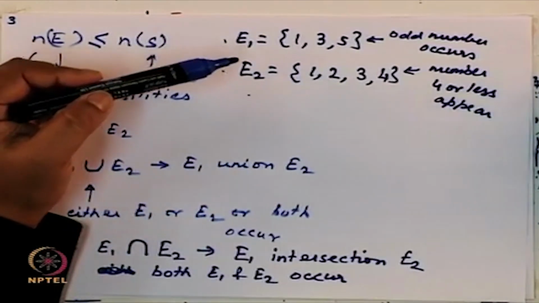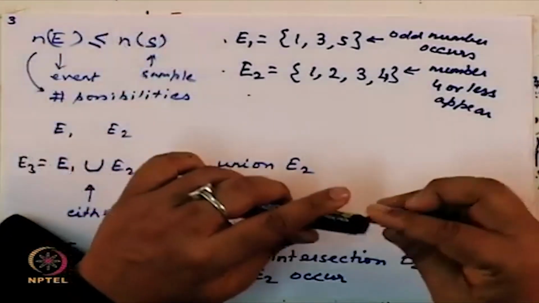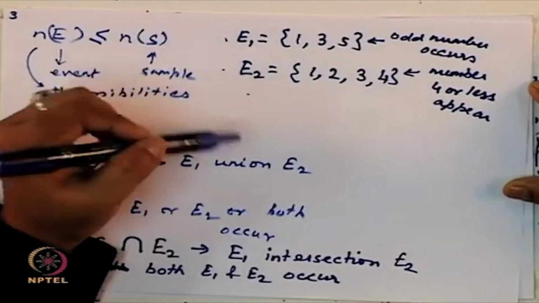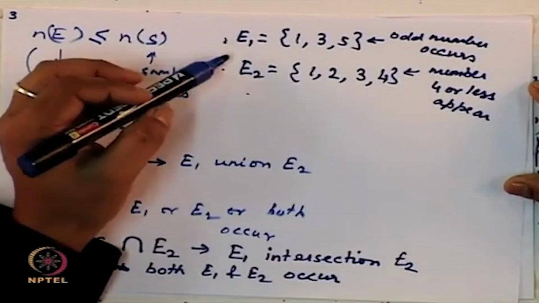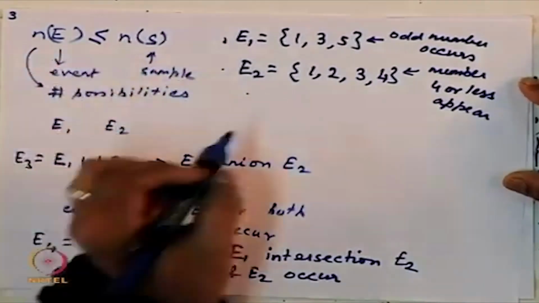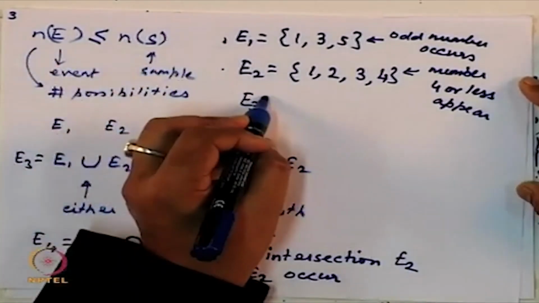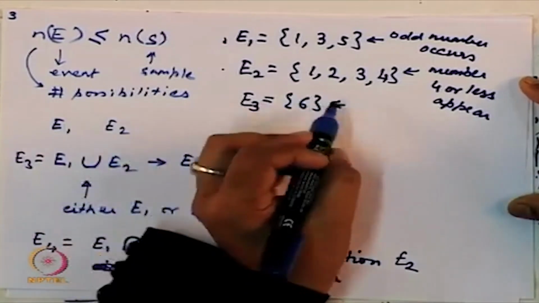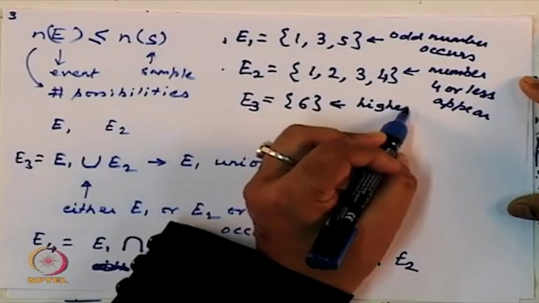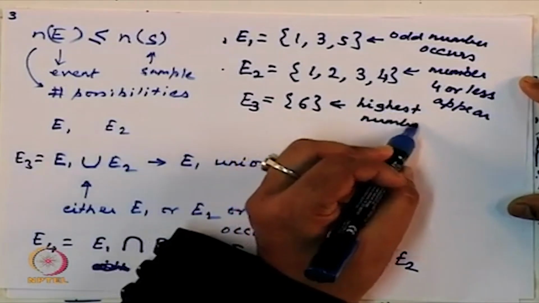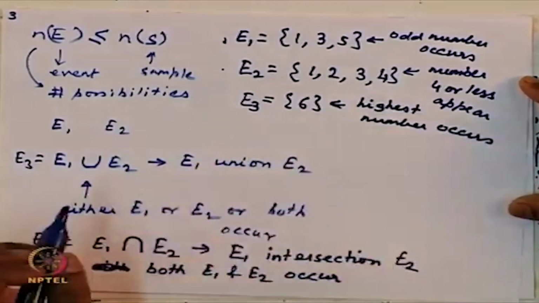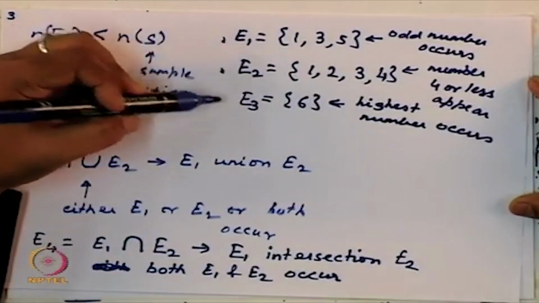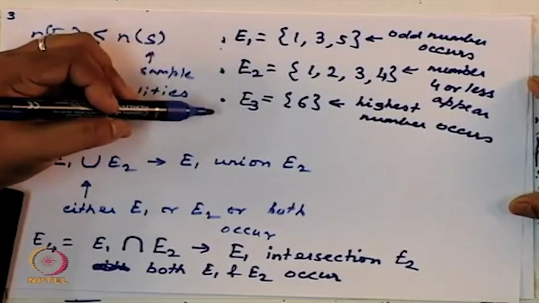So it gives you a clue that depending on how you define an event, you can have multiple possibilities and there might be overlap, as in this case. Or let us say I define an event E3 as the highest number appearing, which is nothing but 6. In this case there is nothing in common between E2 and E3, or E1 and E3.